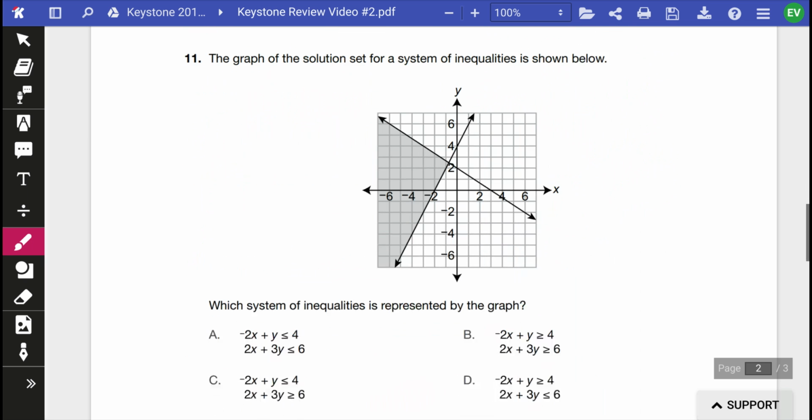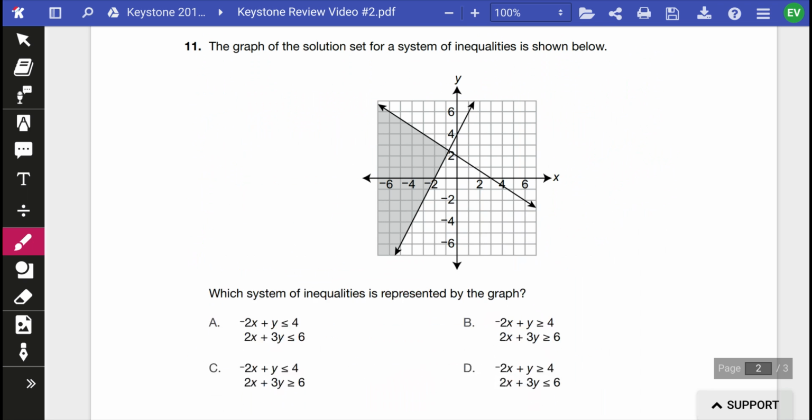For number 11, the graph of the solution set for a system of inequalities is shown below. So which system is represented by the graph? You can save yourself an awful lot of work if you look at the answers first and see what's different about them. So in this case, it looks like the basic answers are exactly the same except for the inequalities. That tells me that we need to analyze the expressions and compare those expressions to both 4 and 6.